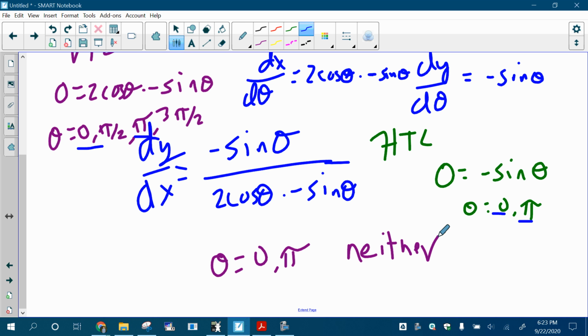Now, that just leaves, where's the horizontal tangent line? Well, then there isn't a horizontal tangent line because those two are overlapping between vertical and horizontal. Again, those overlap ones we don't count. So then where's the vertical tangent line? At the two that are left, at pi halves and at 3 pi halves.